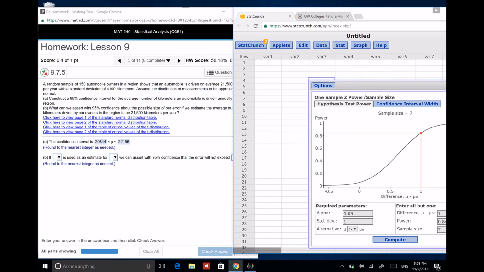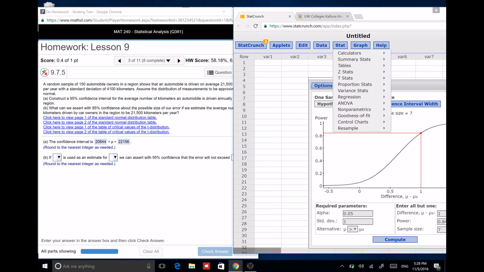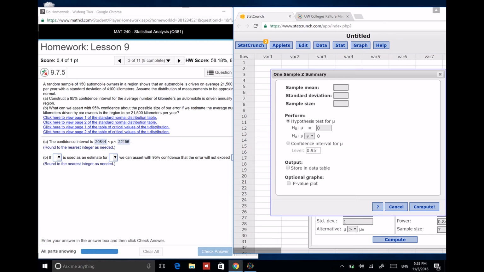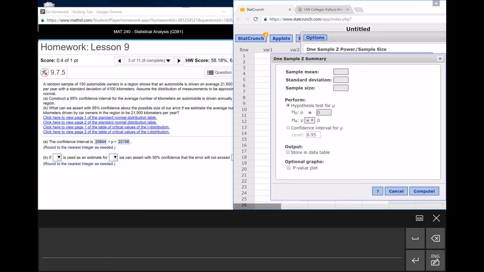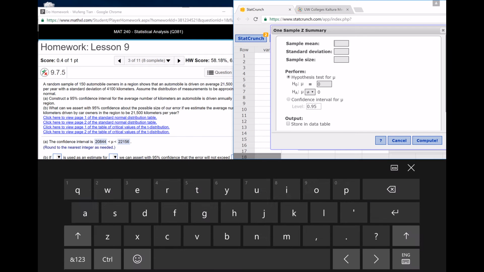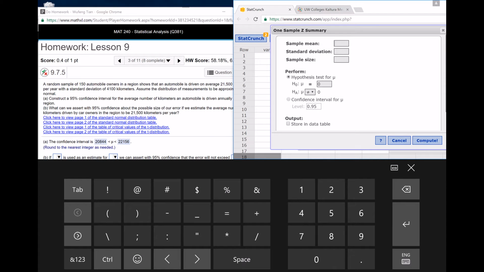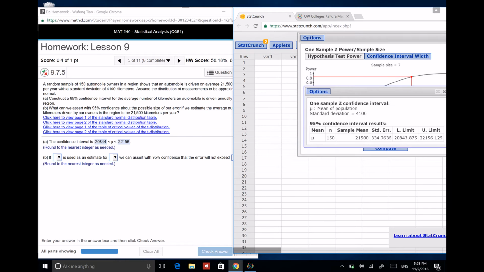No, my bad. It's okay, just redo it. Z, one sample with summary. Okay, so then you type in everything. 4100 standard deviation. 4100 mean value, 21500, sample size 150, 95% confidence interval. Compute. Okay, so sigma is given, the population standard deviation.